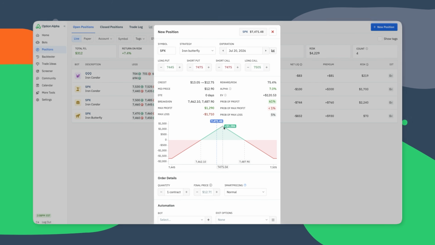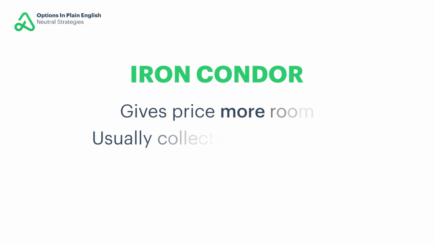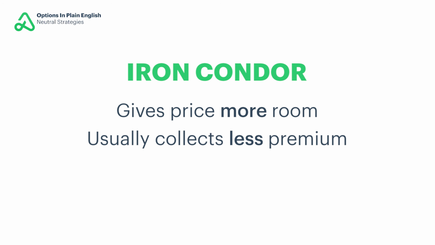So here's the simple difference. An iron condor gives price more room, usually collects less premium.